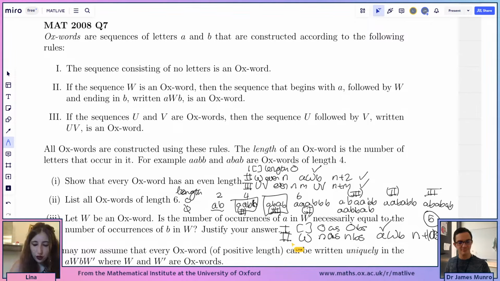And then for our third rule, let us say that U has M A's and M B's, and V has N A's and N B's. Then UV is going to have M plus N A's and M plus N B's. And so we prove that it's true again. And this is all our rules, and it holds for the first case, so it's going to hold for everything.